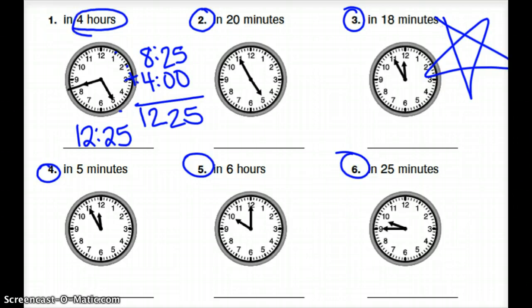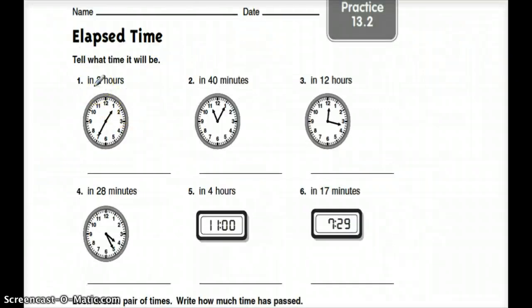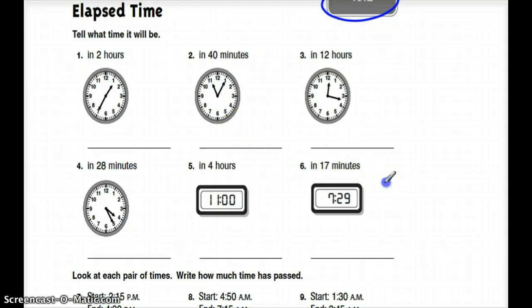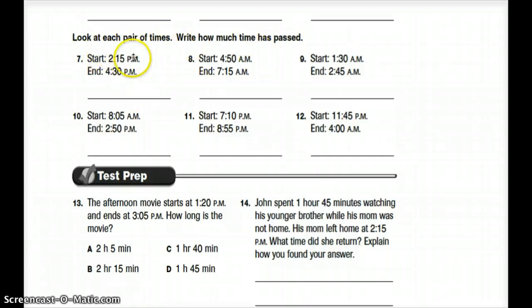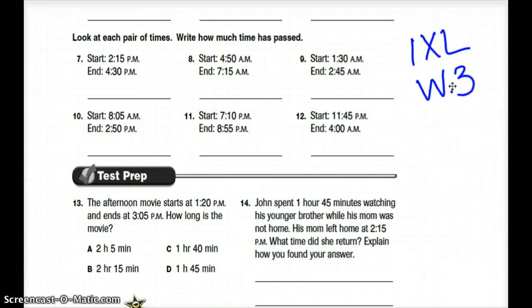Your homework tonight will be this page. It says 13.2 at the top. It is finding elapsed time. These are analog clocks. These are digital clocks. They both work the same way. 7 through 12, they're giving you times that they want you to subtract from. And please do 13 and 14. They are word problems with time in them. All right, when you're finished, you're working on IXL. Your choices are W3, or 05 and 06 today.